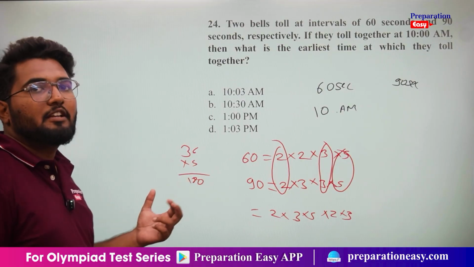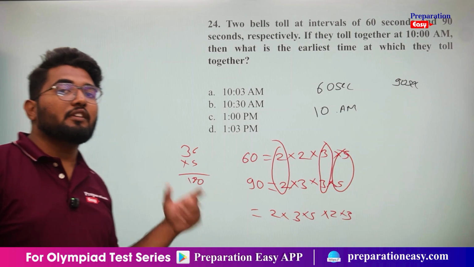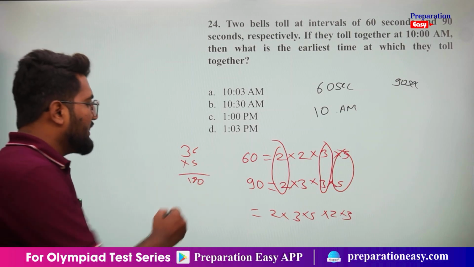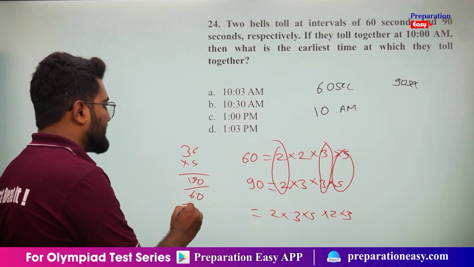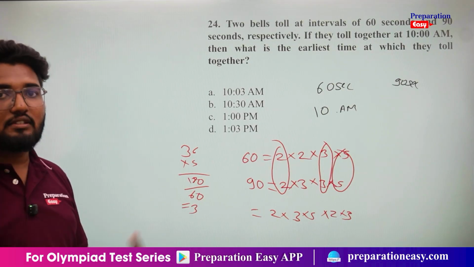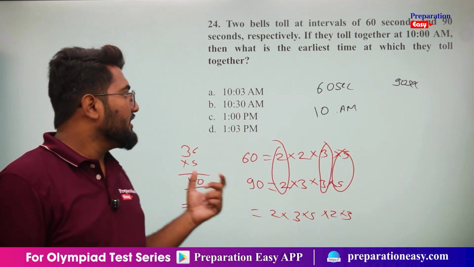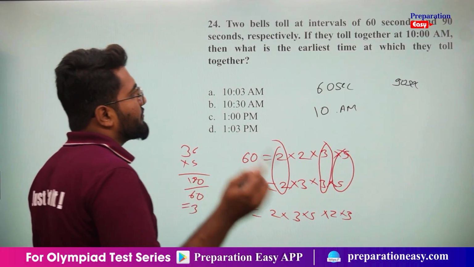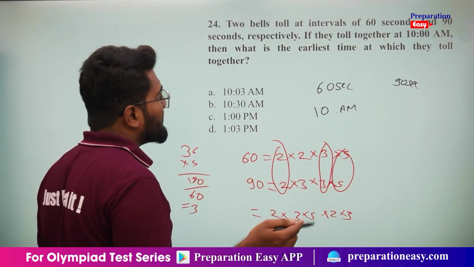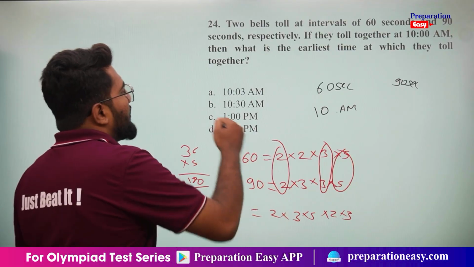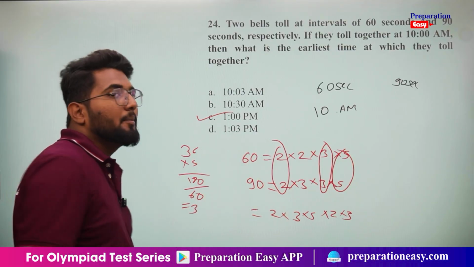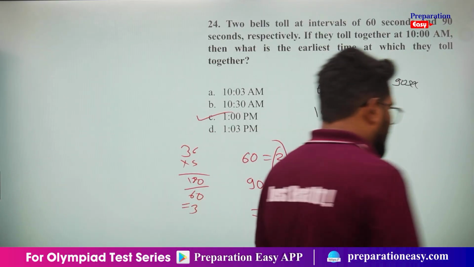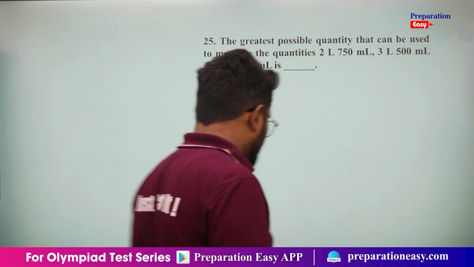So 180 divided by 60. Why 60? To convert it to hours. Divided by 60 it will become 3. So after 3 hours, that is after 10, 11, 12 and 1, they will again toll together at 1 p.m. Okay. Let's move towards the next question.